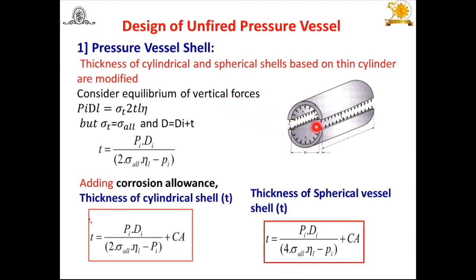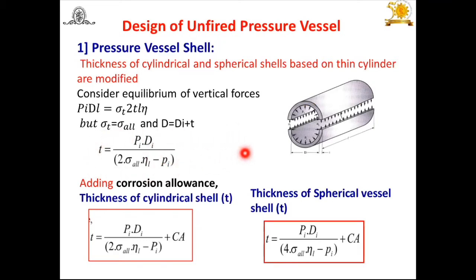Now consider the equilibrium of forces. The same logic we have already used in earlier sessions, the design of a thin cylinder. Here we are going to use the same method based on the thin cylinder. Considering the equilibrium of the forces, these forces are from circumferential stresses. Pi into D into L is equal to sigma t into 2 into thickness into length L into efficiency. Arranging the terms we can find out t, but before that, sigma circumferential or tangential we can shift to sigma allowable, and this mean diameter D is equal to Di plus t. Substituting these values we get t equal to Pi Di upon 2 sigma allowable into efficiency minus Pi. Pi means internal pressure.